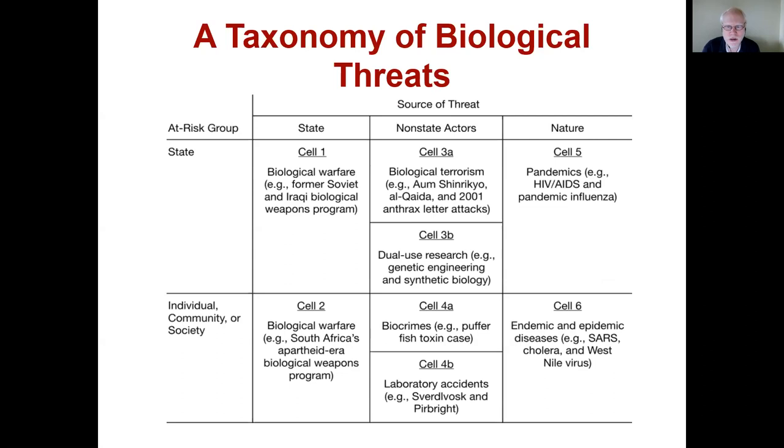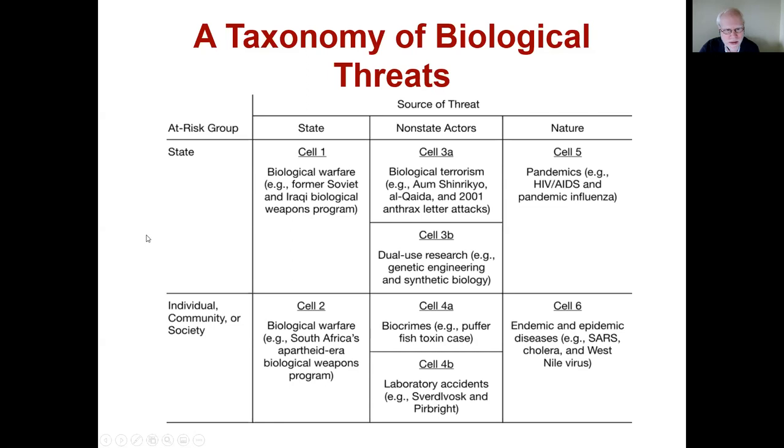So here's a taxonomy of biological threats. We're looking at the different threats that exist based on the source of the threat and the at-risk group. So who is this targeting, and where is it coming from? Let's start in cell one with states targeting states. The threat comes from states and the at-risk group is a state.